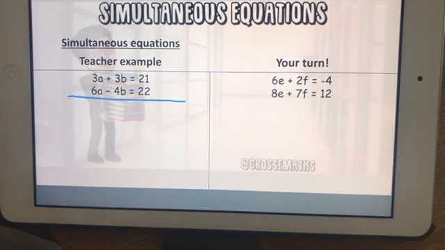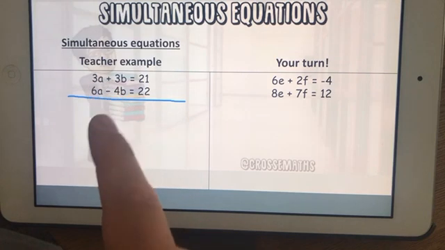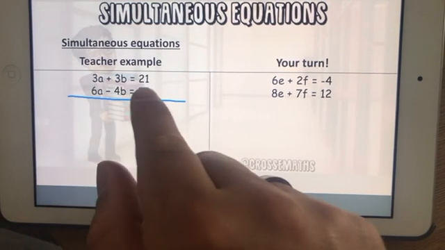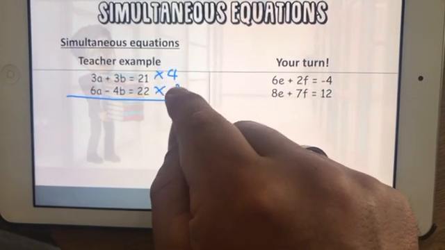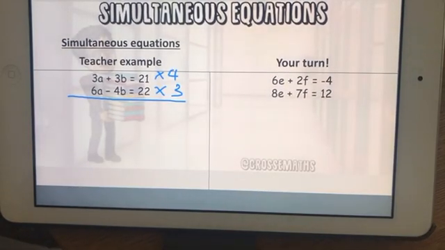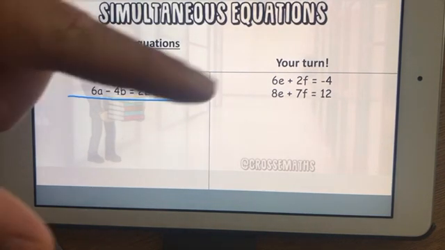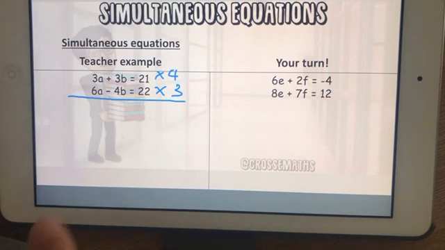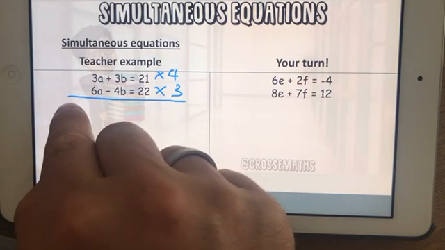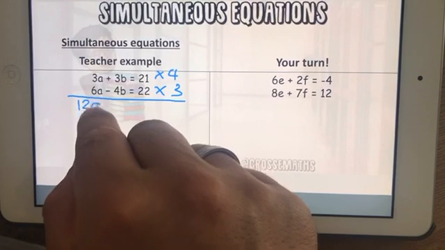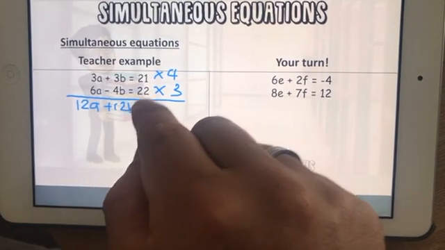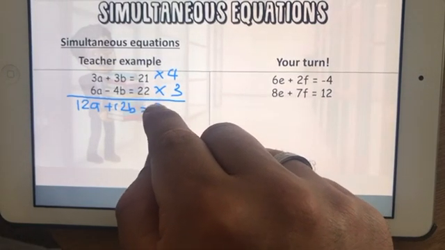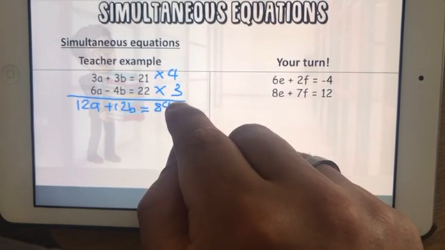Now, 3 and 4 times tables meet at 12, so I'm going to make them both into 12. Okay, in order to do that, I'm going to times the top one all by 4, and I'm going to times the bottom one all by 3. Now, this is the bit that people mess up. The reason they mess it up is because they forget to times one of the individual bits. Okay, make sure you times everything on the top by 4, everything on the bottom by 3. 3a times 4 is 12a. 3b times 4 is 12b. 21 times 4 is 84. I'm going to call that equation 1.